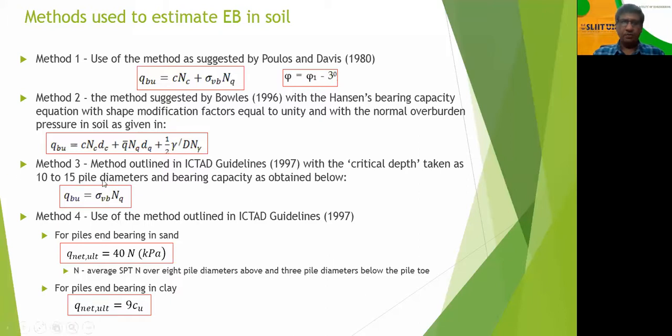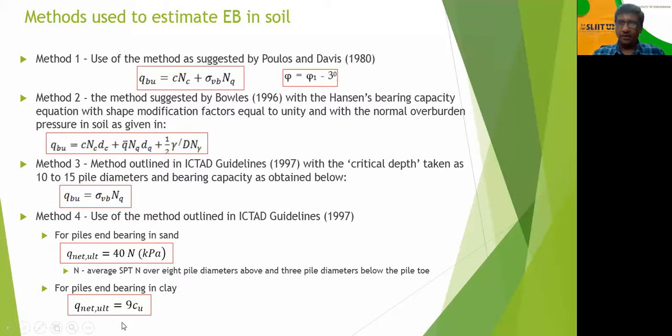And so we are using this particular relationship as mentioned in the ICTAD guidelines, right? So that is method 3. And method 4 is empirical correlations. This is specified in the ICTAD guidelines, that is 40 times N. That is the mobilized N bearing capacity, allowable, mobilized N bearing capacity. And also for sandy soils, that is 40 times N.